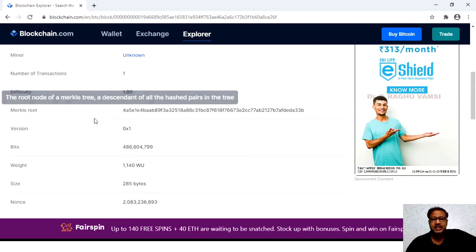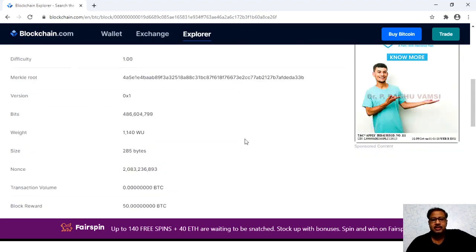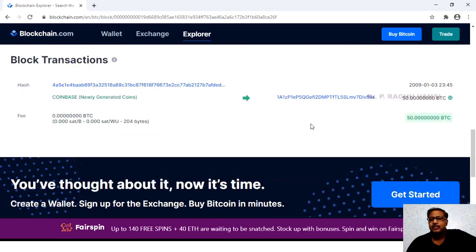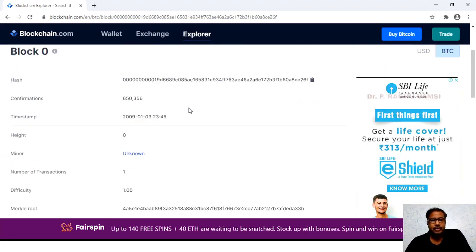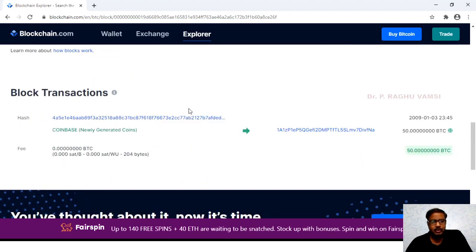If I know this root hash, then I can easily check whether these transactions were tampered or not. It is just like how we checked whether the data item D2 is tampered or not. So this is the way we use the Merkle tree, Merkle root and the root hash for verification of whether any transaction has been tampered or not in a blockchain. So this is what the Merkle root is.